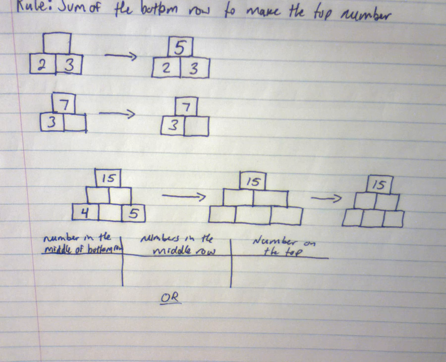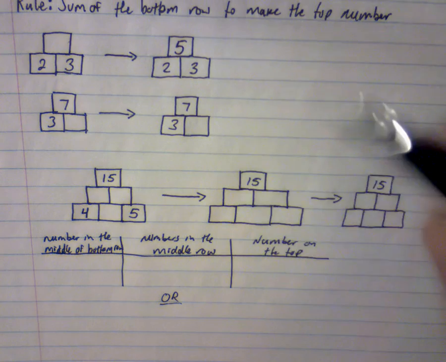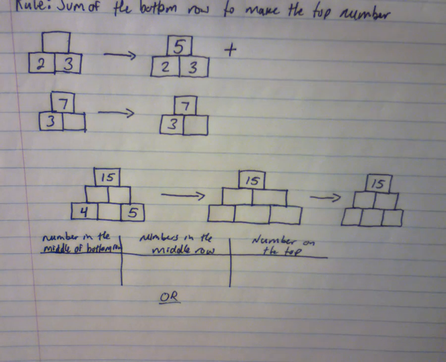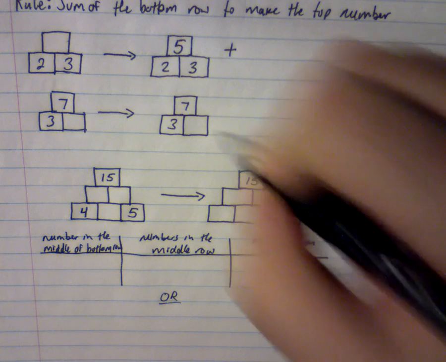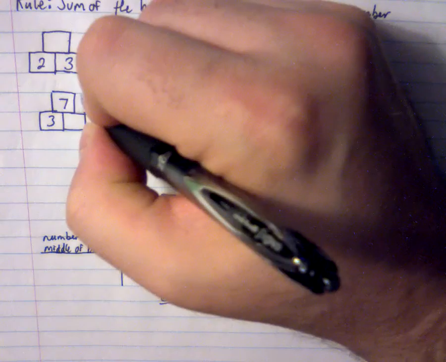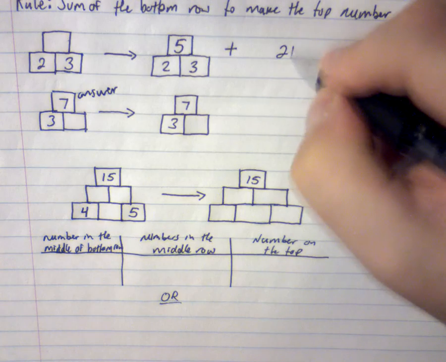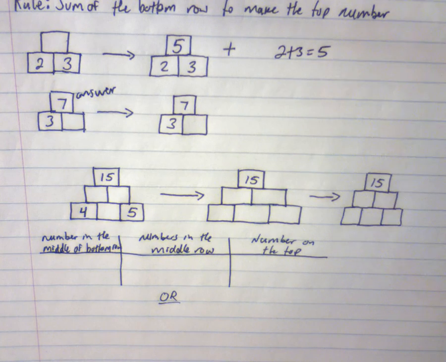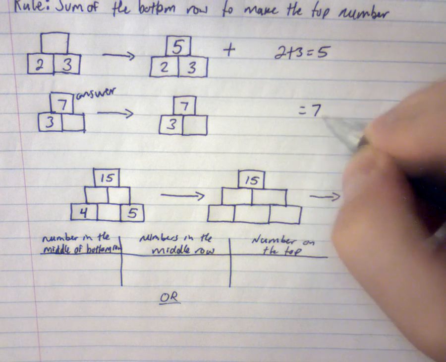Now, here's the kicker. What if we have the top number, but we only have one number in the bottom? Well, that's not a problem. When we had both numbers in the bottom, we added. Now we have the top number. Basically, what we have is the answer, because 2 plus 3 equals 5.